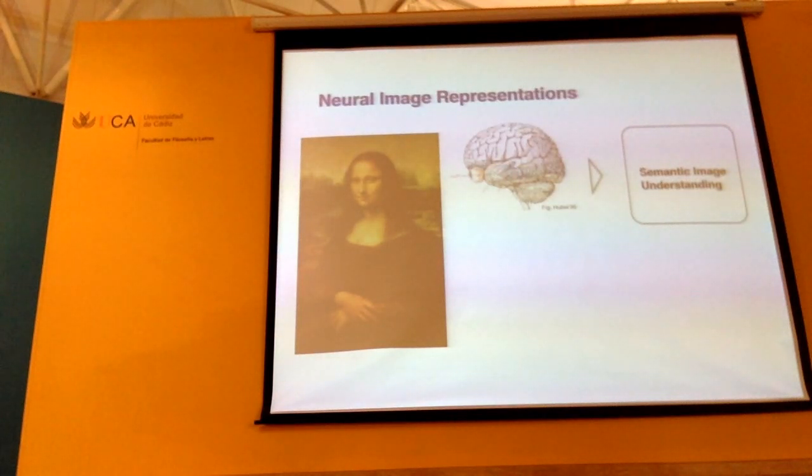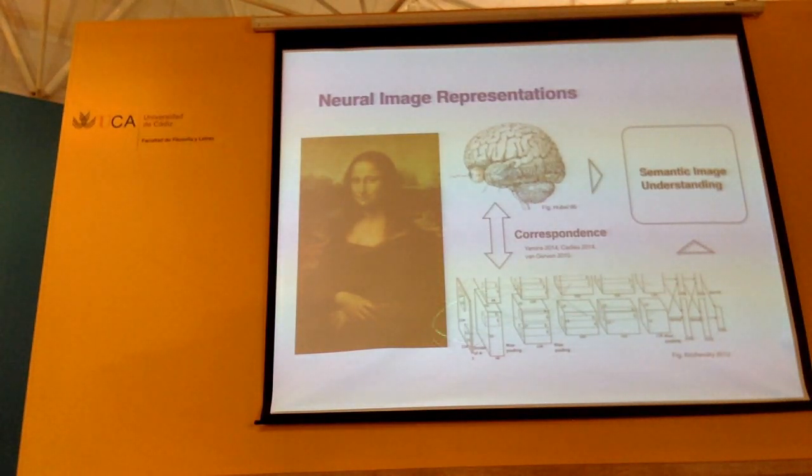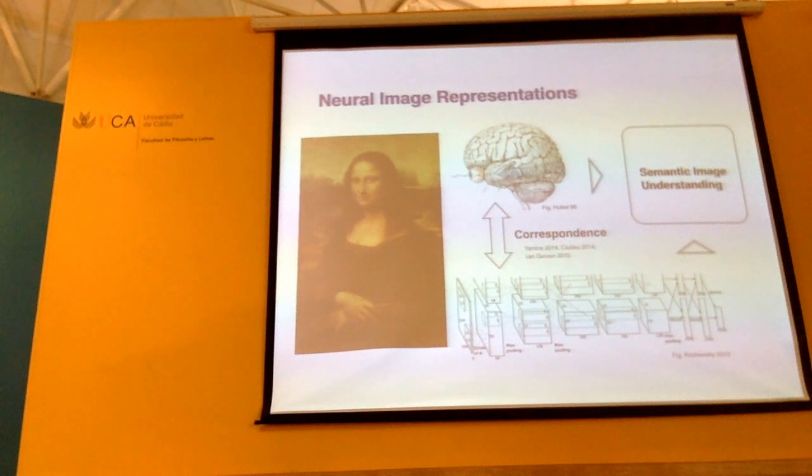So now I want to give you one big picture before I go on. Basically, we think of the visual pathway, and similarly of the neural network, as turning image pixels into some semantic image understanding. We think there's some correspondence, and now we want to use those artificial neural networks as a tool to explore also the activations in the brain.